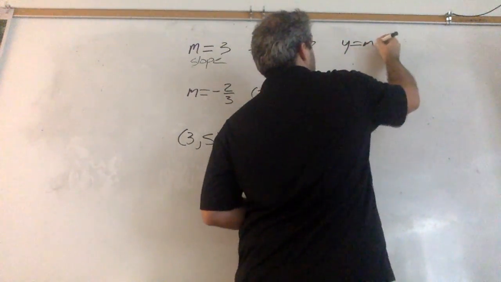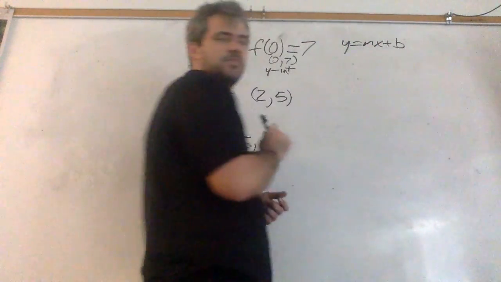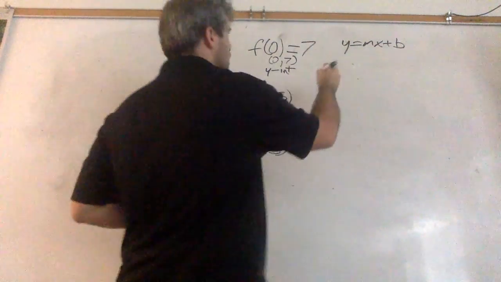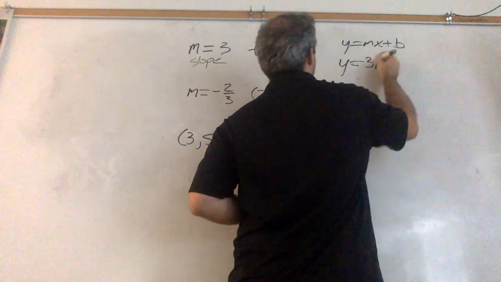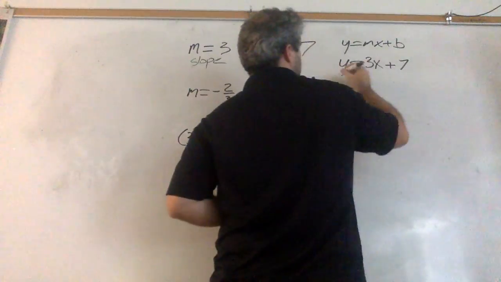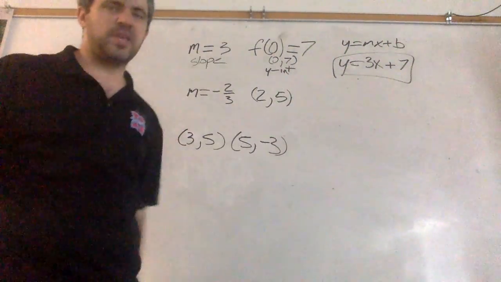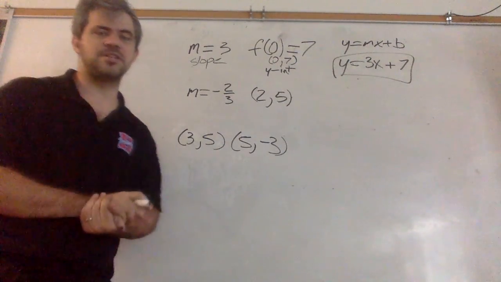y equals mx plus b. So all we do is we fill in our m, we fill in our b. y equals 3x plus 7. I'm going to do little half beats because that's pretty easy, okay? This is the ideal situation.